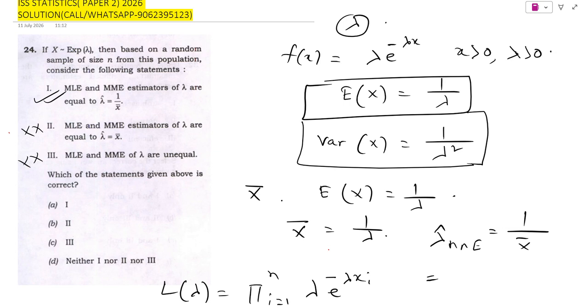Now, what will be our correct answer? Option number A, only one. So, option number A is the right answer for this question. And this question checks whether you know the parameterization of the exponential distribution and can correctly apply both the method of moments and maximum likelihood estimation. So I hope now all the things are clear to you.